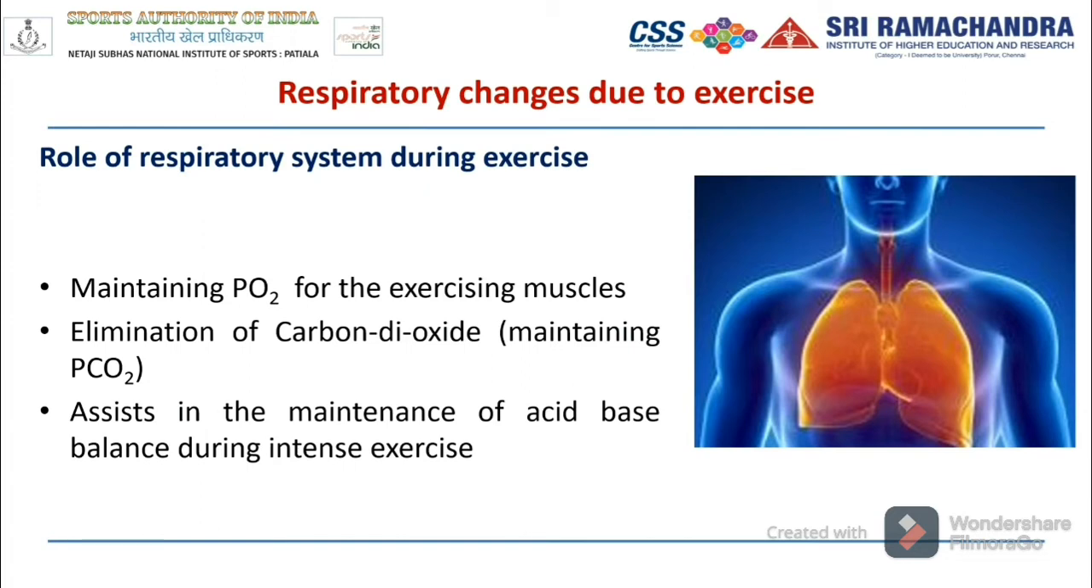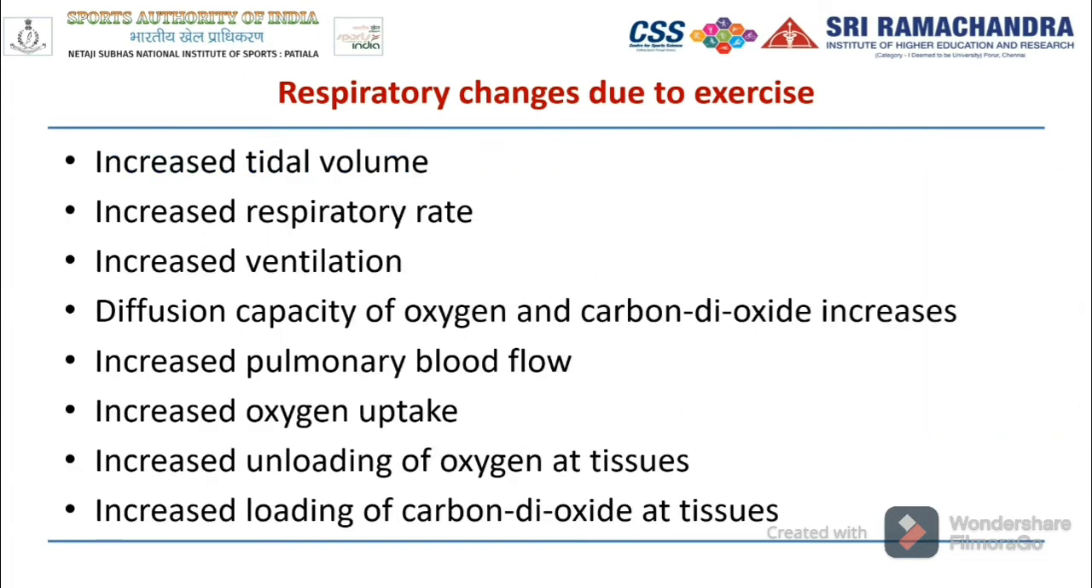Also, the respiratory system helps in the elimination of carbon dioxide, which is produced due to metabolism of the skeletal muscle, thereby maintaining the PCO2 levels. It also assists in the maintenance of the acid-base balance during intense exercise. So, what are the changes the respiratory system undergoes in order to produce all this? Increased tidal volume and increased respiratory rate, both of which result in an increase in ventilation.